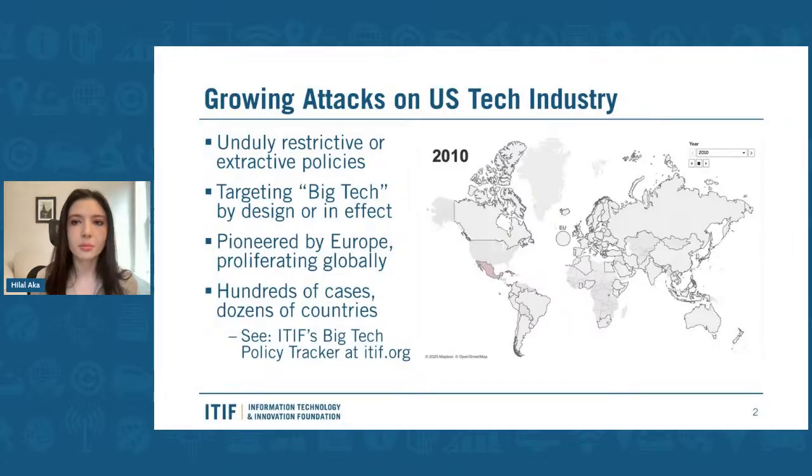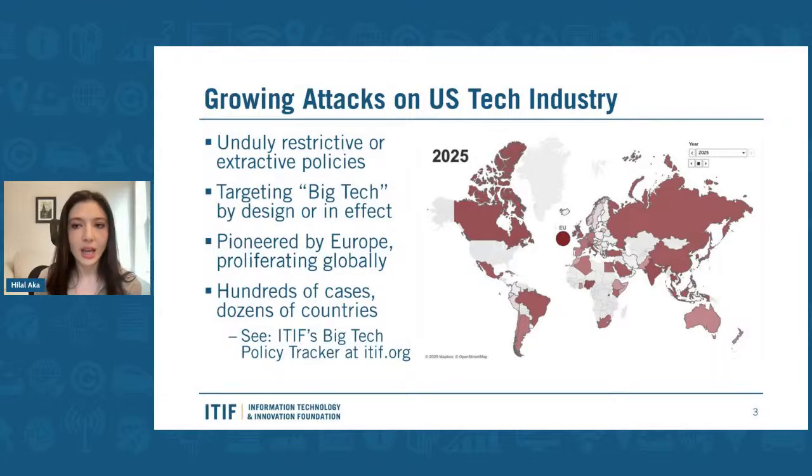So American tech companies are under attack. At ITIF, we've been tracking and documenting regulatory and policy actions targeting American tech companies. And what started in Europe has now spread globally. So this map shows a dramatic expansion.